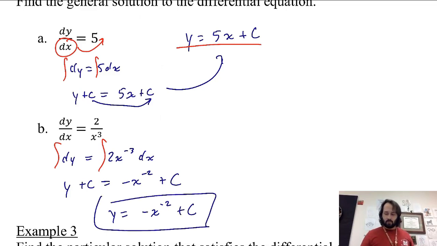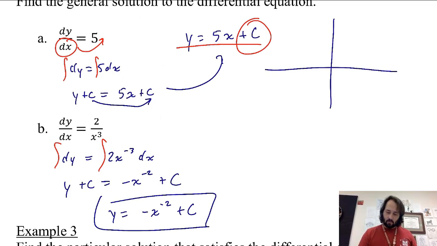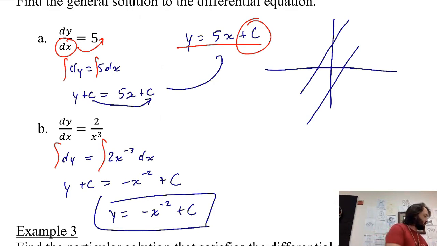Again, these are general solutions because I don't know where this constant c is. It could be 5x plus 7. Could be 5x minus 2. So you'll see things that are called slope fields, which are whereabouts your function would be, which we'll get to these later too.